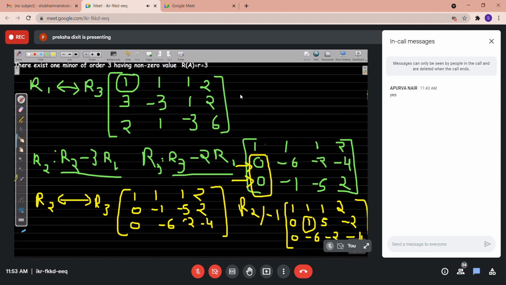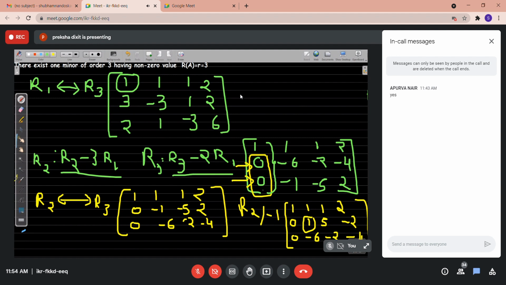So by performing R2 minus 3R1 in row 2 and R3 minus 2R1 in row 3, we have observed that we have got the first column of an identity matrix of order 3. Okay, so the first column has been reduced. Now we have to proceed to reduce the second column for the form of identity matrix.